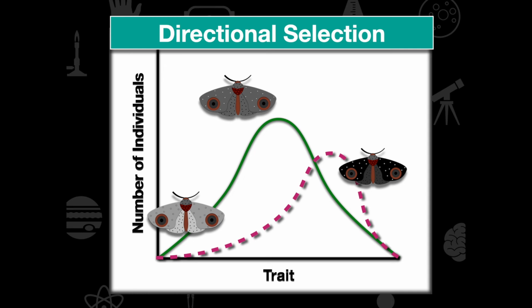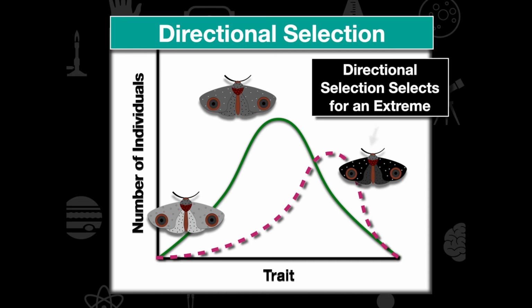And again, what we see here is that now the light colored moths are being selected against, as well as the gray colored moths, and only the dark colored moths are being selected for when we're seeing this environmental change. So directional selection is going to select for one extreme and is usually going to be due to some drastic environmental change that we see within an environment.